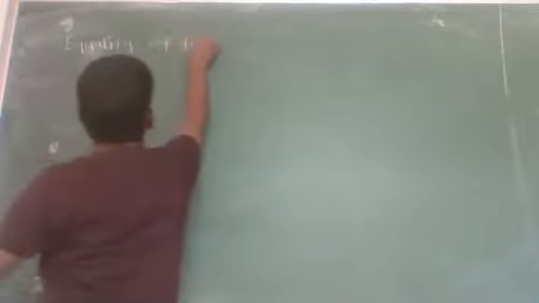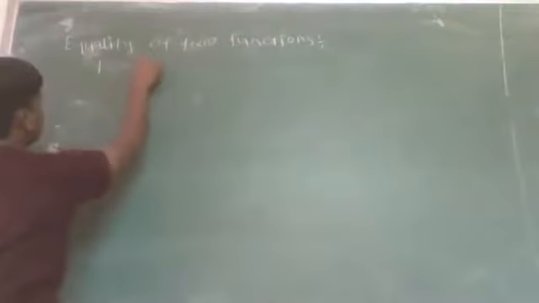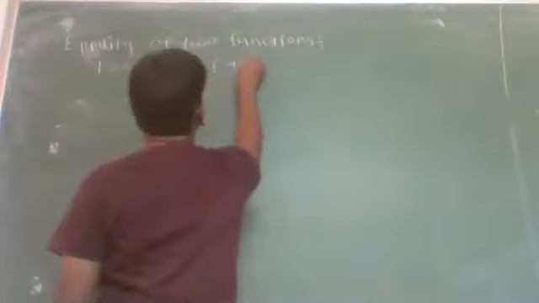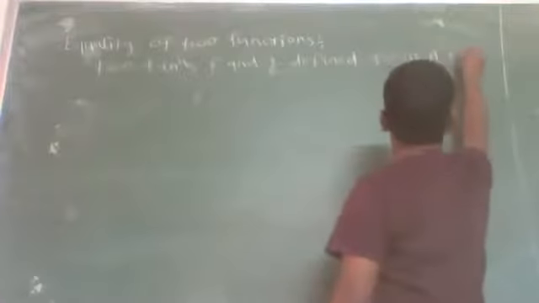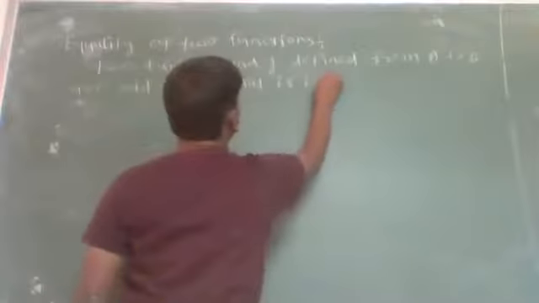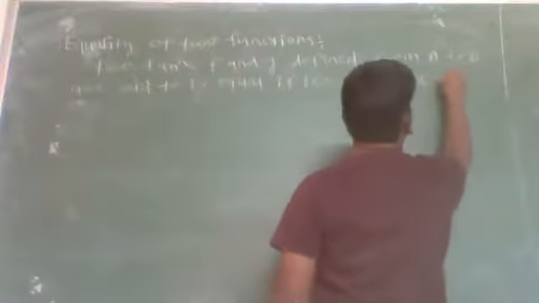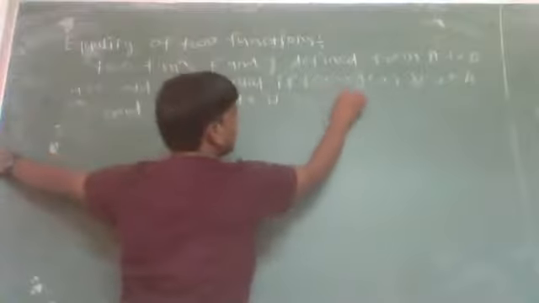Equality of functions. Two functions f and g defined from A to B are said to be equal if f of x equals g of x for all x belonging to set A. Then two functions f and g which are defined on the same set A are said to be equal, and we denote it simply as f equal to g.